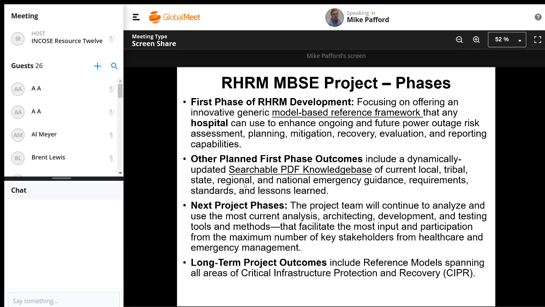Now, other planned first phase outcomes include a dynamically updated searchable PDF knowledge base of current local, tribal, state, regional, and national emergency guidance, requirements, standards, and lessons learned. All of that information is what they refer to as reference information, and we hope to help them transform from file-based reference into model-based reference in a reference model. At the same time, we hope to help them, in a dynamic, updated way, continue to collect and update all of the different governance, and they'll have that in a searchable PDF capability. We're going to help them do that.